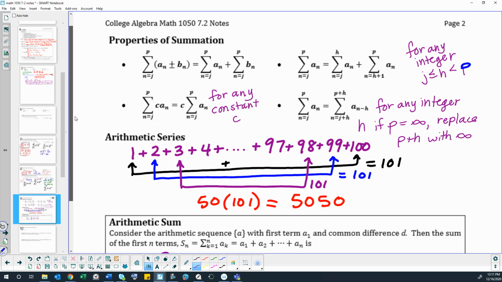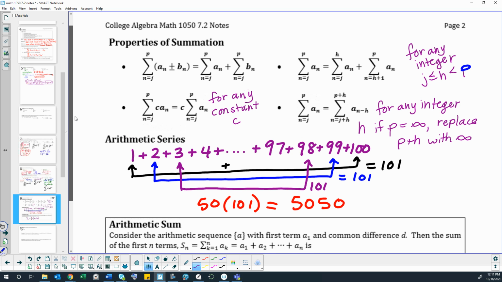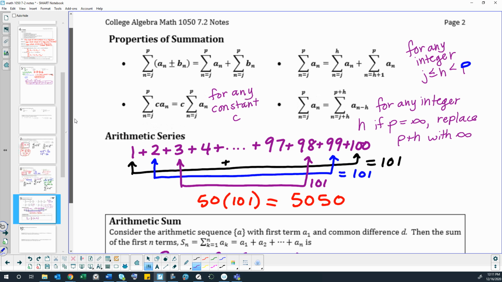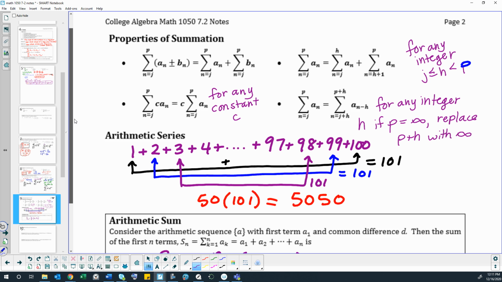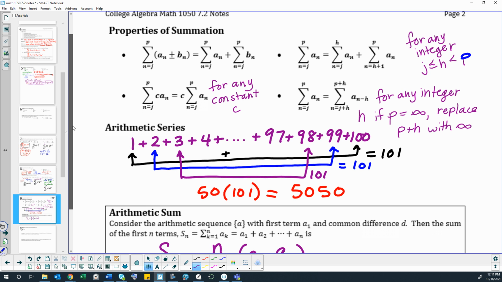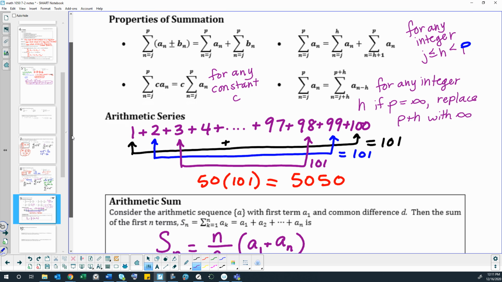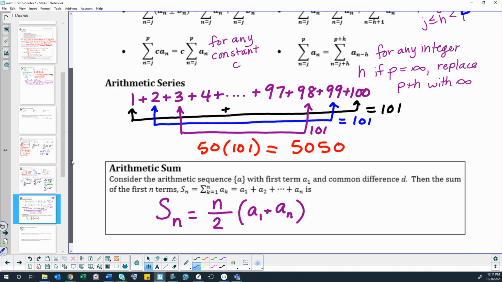At the top of page 2, we have some properties of summations that can be handy depending on what we're adding together. They help simplify things a little bit. But I don't think it's important for us to take the time on those right now, so just note that those are there.